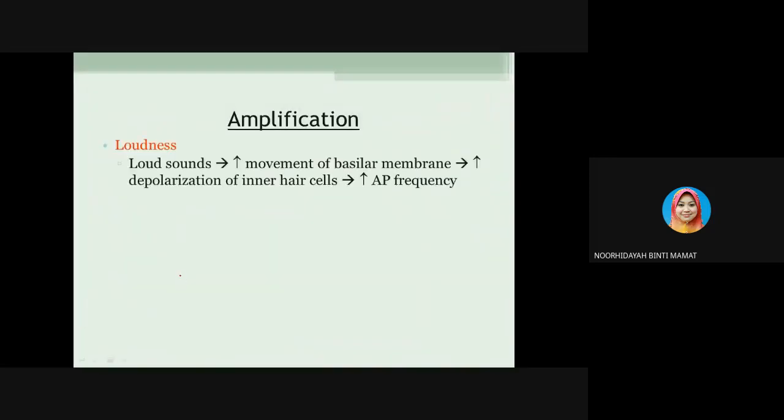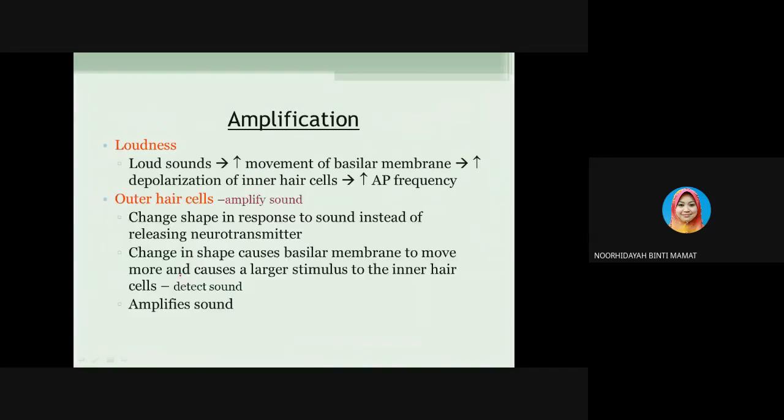So we move to the amplification, the loudness. The loud sounds will increase the movement of the basilar membrane, the vibrations of the basilar membrane, and also will increase the depolarization of the inner hair cells. If you remember, the inner hair cells function in detection of the sounds, and then it will increase the frequency of the action potentials. While the outer hair cells function in amplifying the sounds.